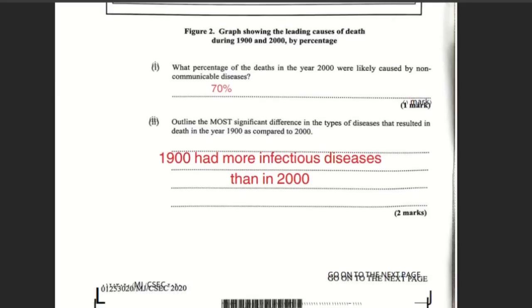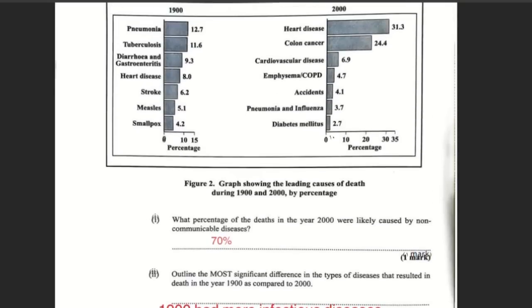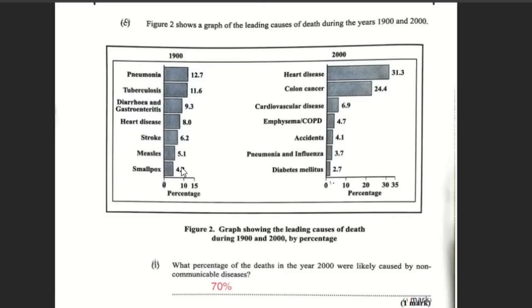Then it says outline the most significant difference in the types of diseases that resulted in death in the year 1900 as compared to 2000. If we go back up here, we realize that in 1900 most of them are infectious diseases, meaning that you can get them from people, right? For example, smallpox can be contagious. You go around them, you might get it. Pneumonia, you might get it. Diarrhea, these things can be transferred to somebody else, especially if you go around them. That is why we say infectious diseases.